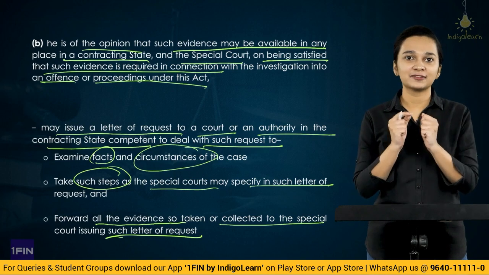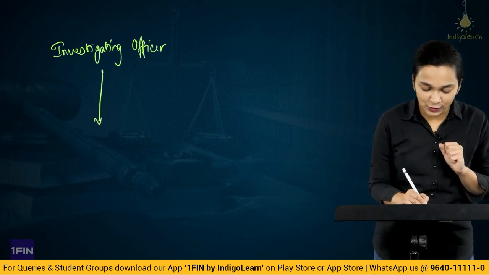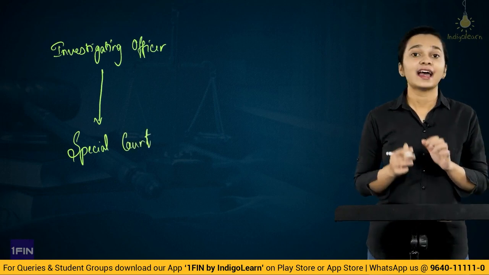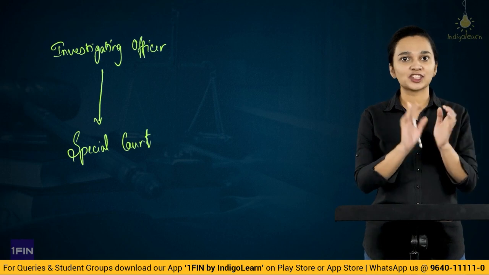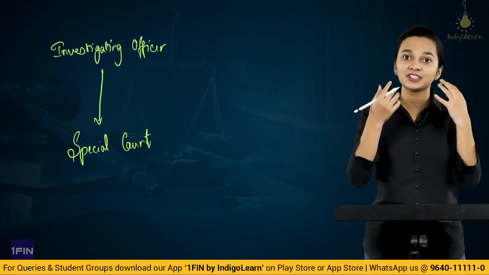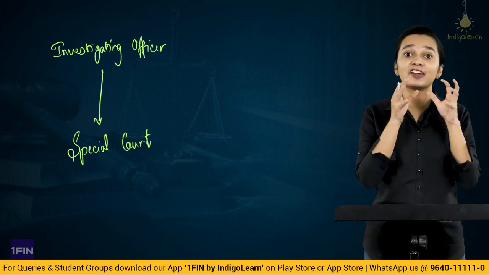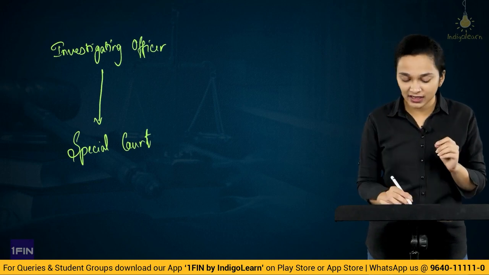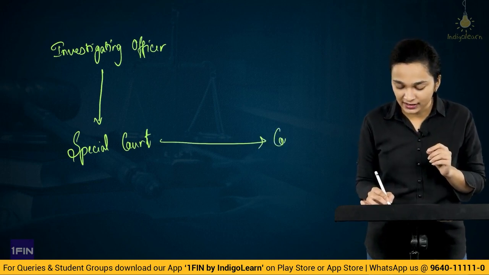So, let's understand the flow once again. So, what is happening here? An investigating officer is investigating a case, and that investigating officer is making an application to a special court. And do you think the special court will just look at the application and make a letter of request? No. The special court will first satisfy themselves that this evidence is actually required for the purpose of investigation, and only once they are satisfied, they will make a letter of request to the other contracting state.